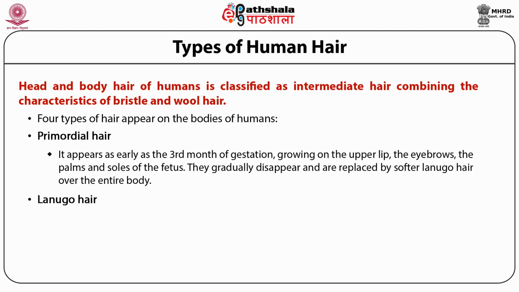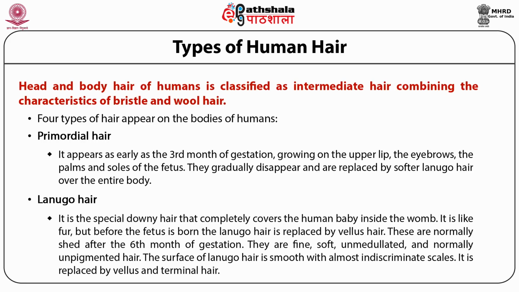Second is the lanugo hair. It is a special downy hair that completely covers the human body inside the womb. It is like fur, but before the fetus is born, the lanugo hair is replaced by vellus hair. These are normally shed after the sixth month of gestation. They are fine, soft, unmedullated, and normally unpigmented hair. The surface of the lanugo hair is smooth with almost indiscernible scales. It is replaced by vellus and terminal hair. Lanugo hair is often observed on an aborted fetus and can be useful in investigation of possible infanticide.